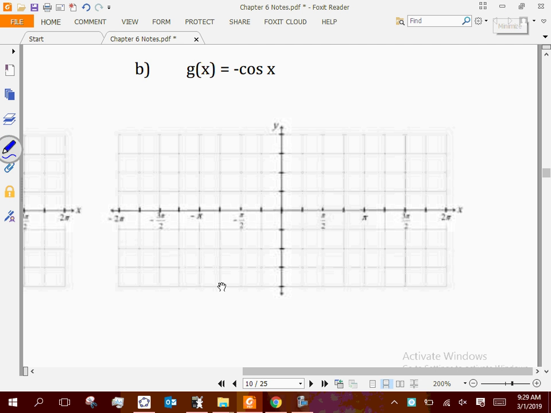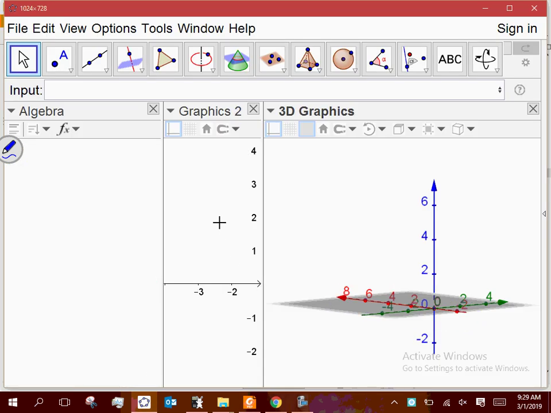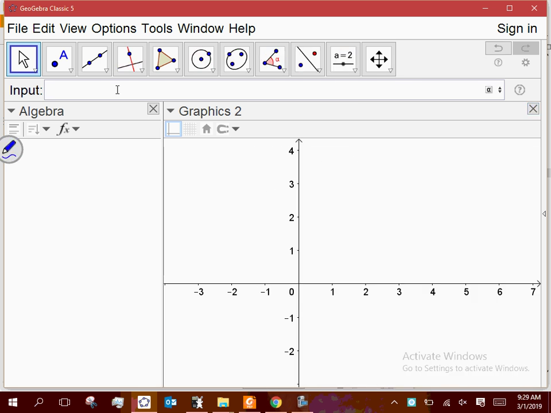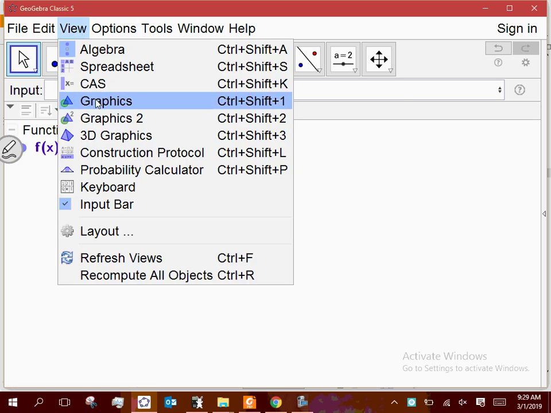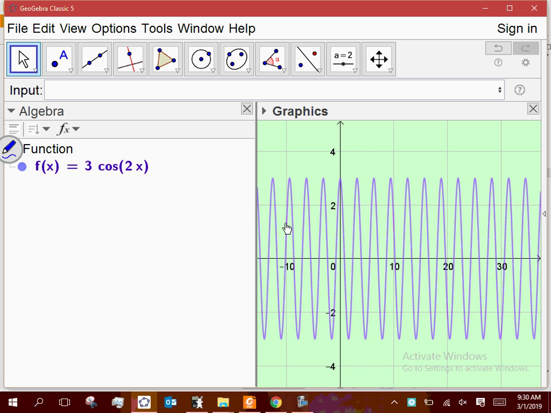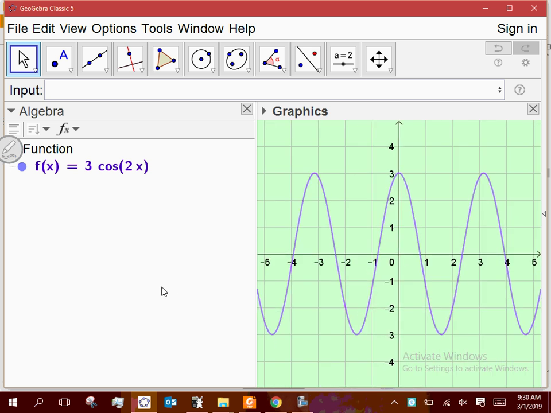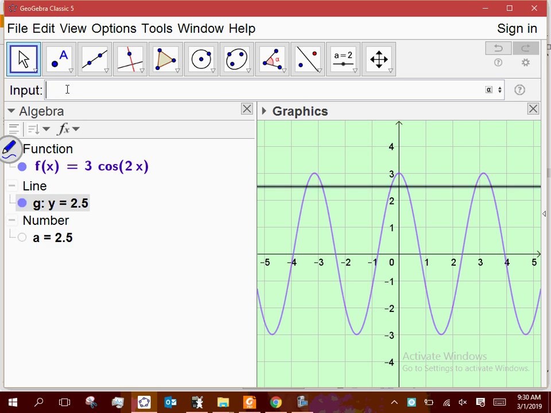If I want to solve an equation, and this is analogous to any other situation we've ever been in in college algebra, if I have 3 cosine of 2x, and I want to know when that equals, let's go 2.5. Do those things intersect?